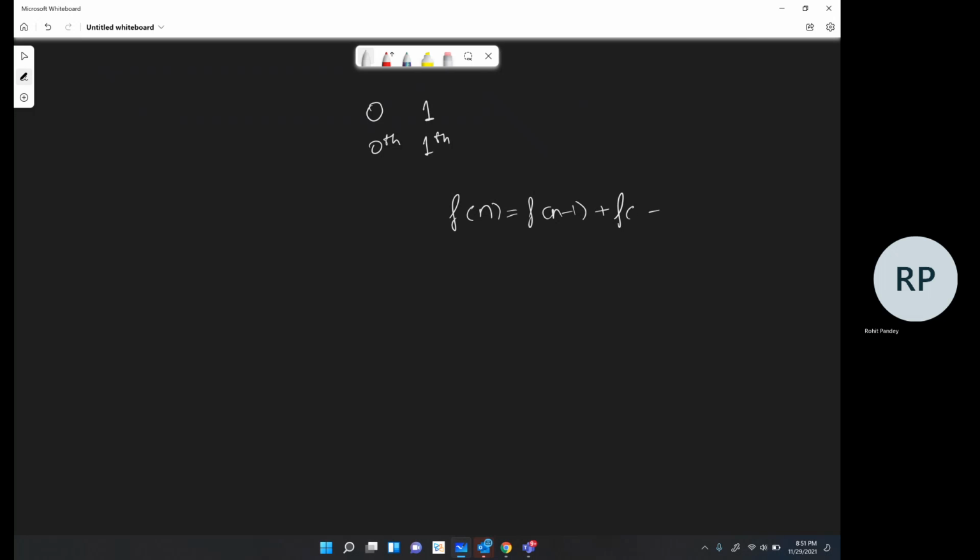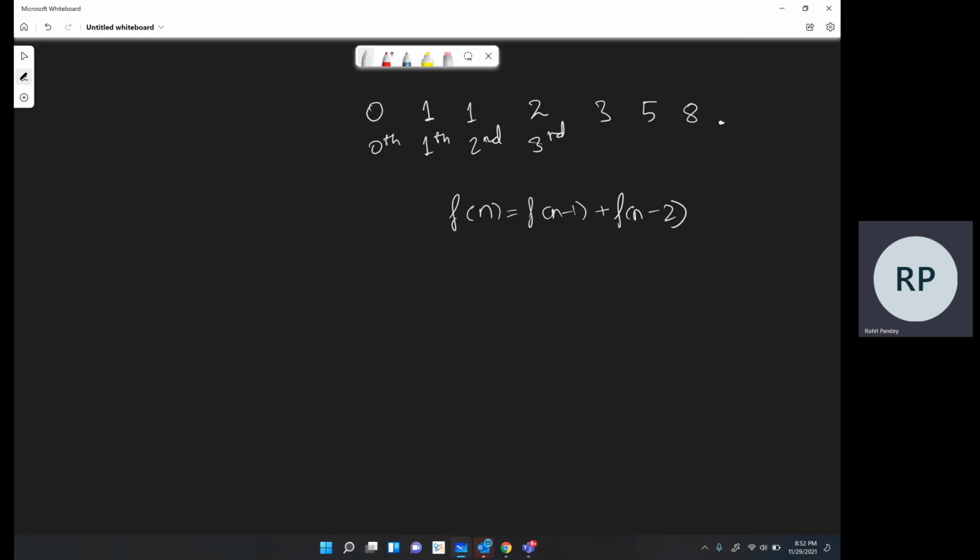So first, let's talk about the Fibonacci series. What is it? It goes something like this. The 0th term, we start at 0, is 0. The 1st term is 1. And from here on out, you use this formula: Fn equals Fn minus 1 plus Fn minus 2. So the second term is going to be 1 plus 0, which is 1. The third term is going to be 1 plus 1, 2, and then 3, and then 5. 3 plus 2 is 5, 8, and so on.